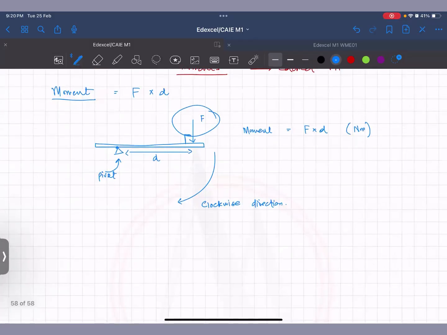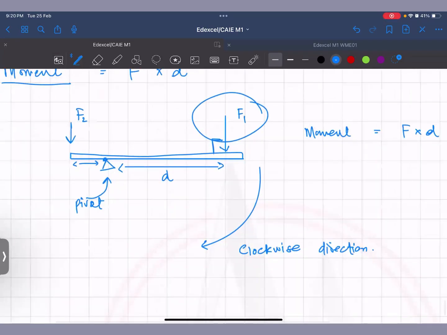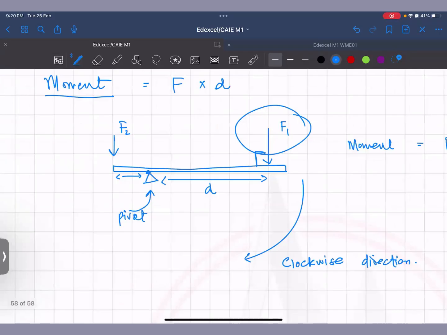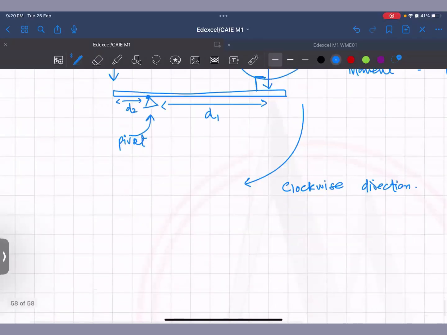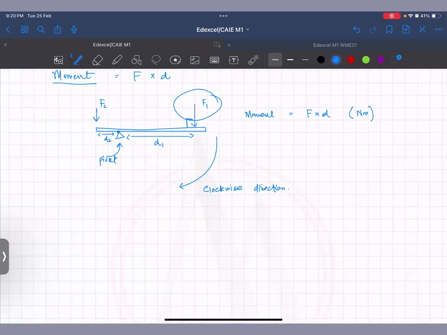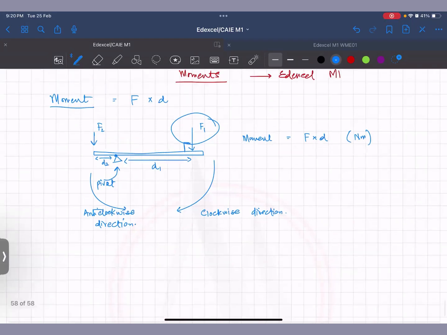Similarly, if there's a force which is pushing it like this, let's suppose this is F1, this is F2, and the perpendicular distance between the line of action of force and the pivot is D2, and this is D1. This force would be turning it around the pivot like this, so this is the anti-clockwise direction. So the direction of the moment being generated is very important.